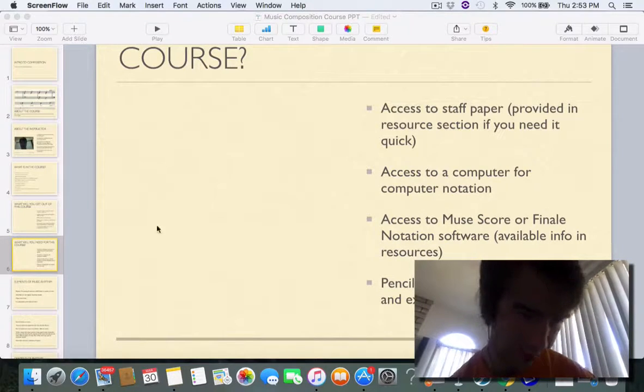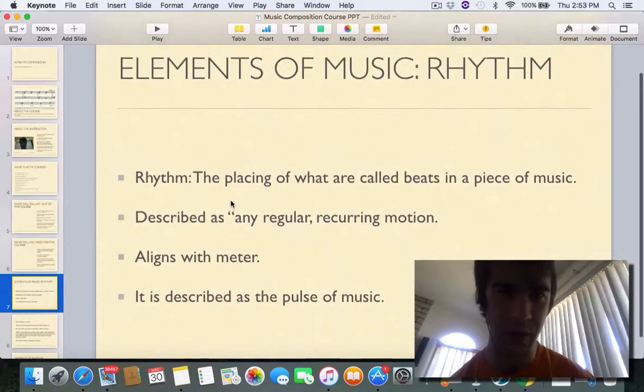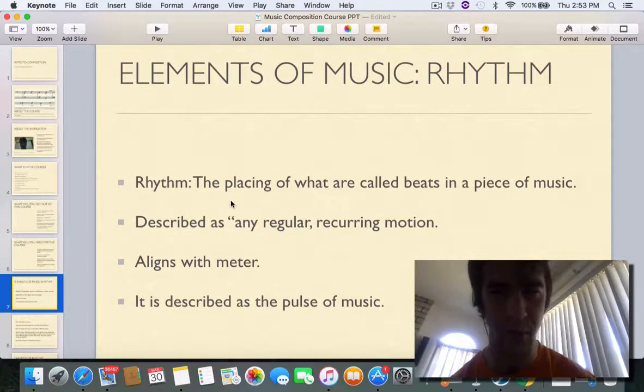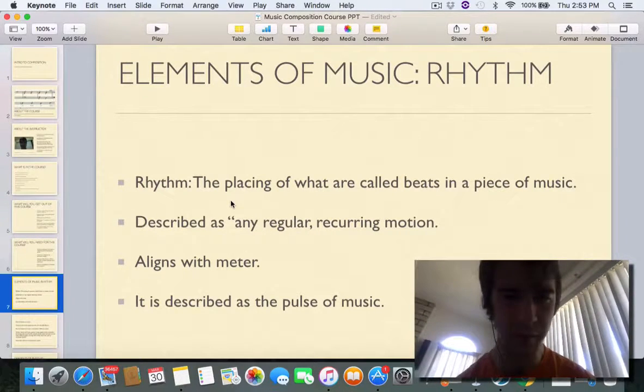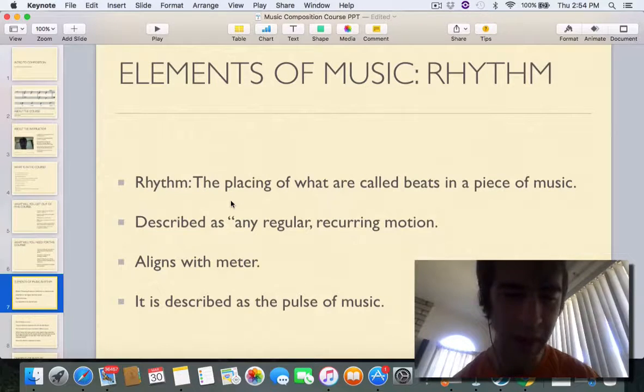So the first section that we will discuss today is elements of music, rhythm. What is rhythm? Rhythm is the placing of what are called beats in a piece of music. It's also described as any regular recurring motion. It aligns with meter, that's a different part of it, a different way to say it, and a different term. It is also described as the pulse of music.